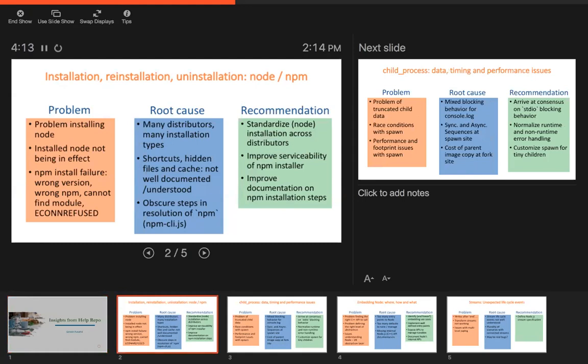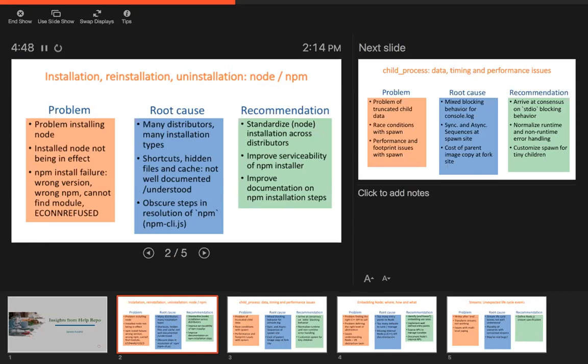I have four of them at a high level. For each of them, I have the problem, the root cause, and the recommendation. So, NPM and Node installation, reinstallation, uninstallation, or migration. This is by far the most common issue which we see across the board without any exception. If you have 100 open issues, you see around 40 of them belonging to this category. So that's a very conclusive scenario.